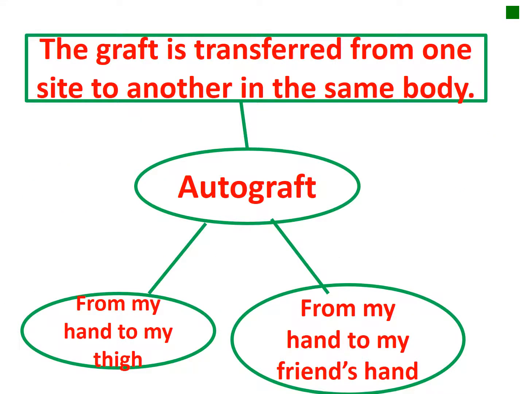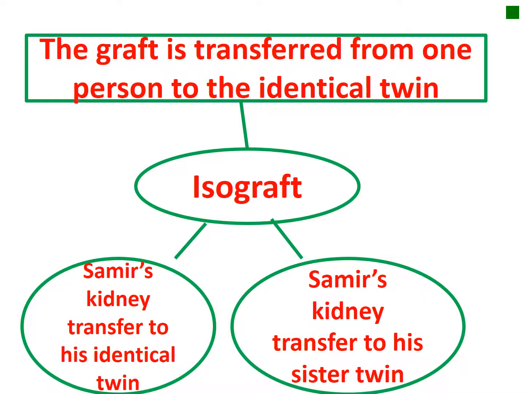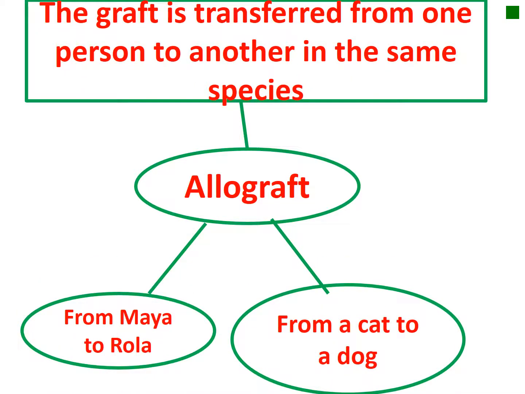Autograft: a graft done within the same body. Example, from my hand to my thigh. Non-example, from my hand to my friend's hand. Isograft: done between identical twins and only identical twins. Allograft: the graft is transferred from one person to another in the same species. For example, Maya to Rola, Maya to Nancy, Ali to Dima, Dima to Summer, Summer to Muhammad, Muhammad to Ali, Muhammad to Hadil, and so on.